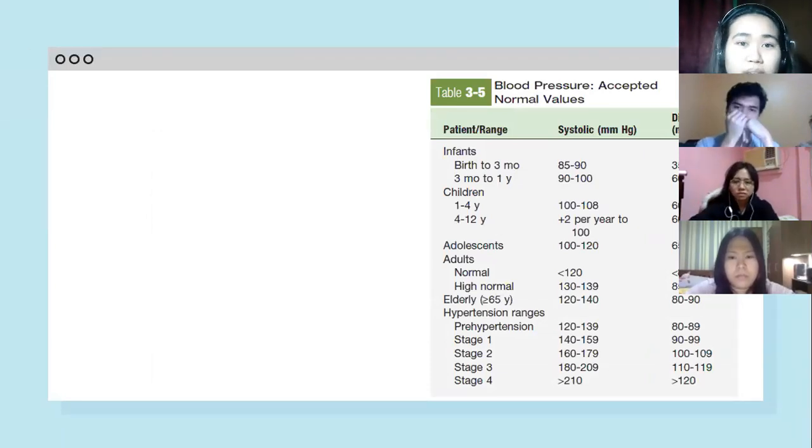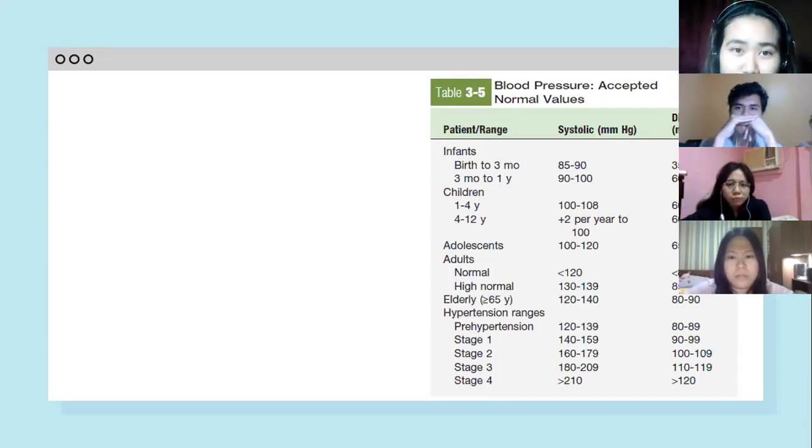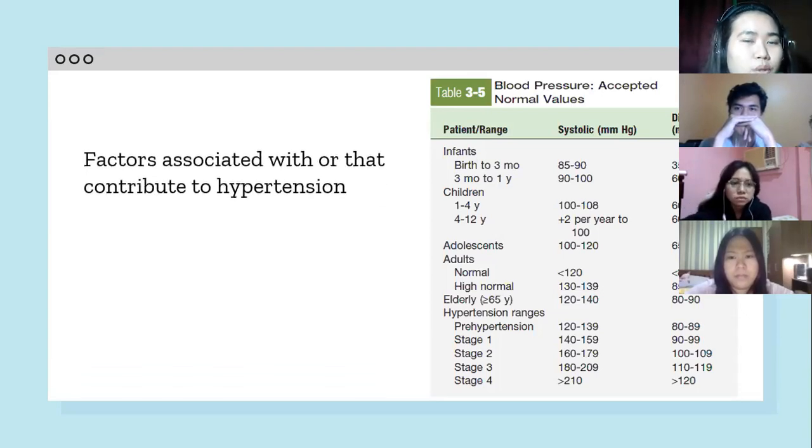So, you can see the values are different in infants, children, adolescents, and adults. Right? So, mind that one, our normal blood pressure for us adults is 120/80. It can be slightly higher or slightly lower, but not by much. Okay? So, what are the factors associated with hypertension?